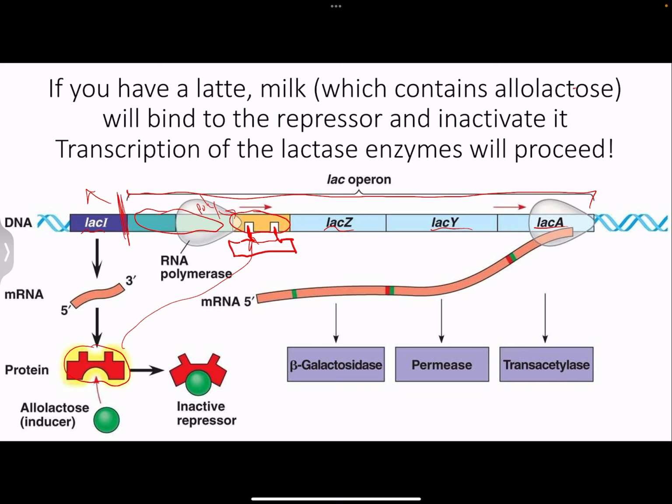I do not get transcription of LAC-Z, beta-galactosidase needed to digest milk. LAC-Y, a permease, lets the lactose in. And the transacetylase, no one really fully gets what that does, so we'll ignore that one. But this makes sense, right? We just think economically, would it make sense for the bacteria to try and make the enzymes to digest milk if I don't have any milk?